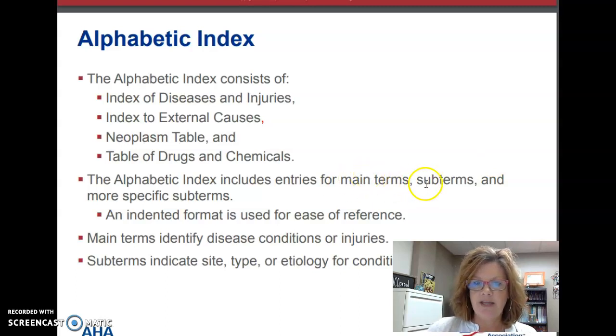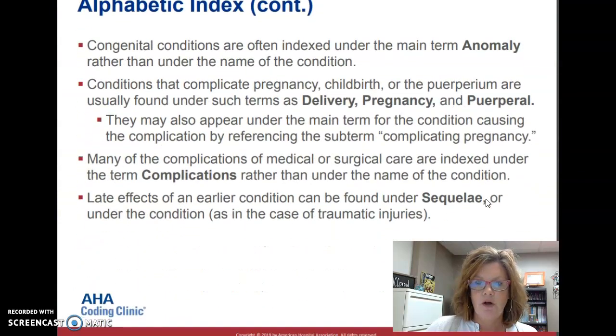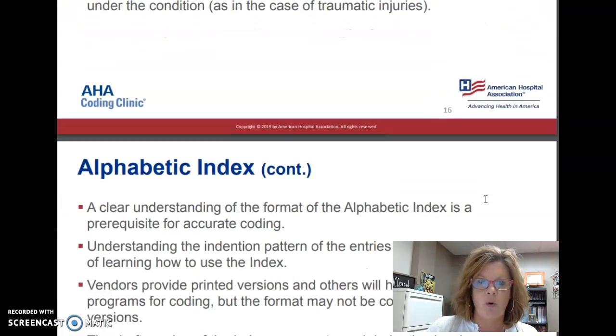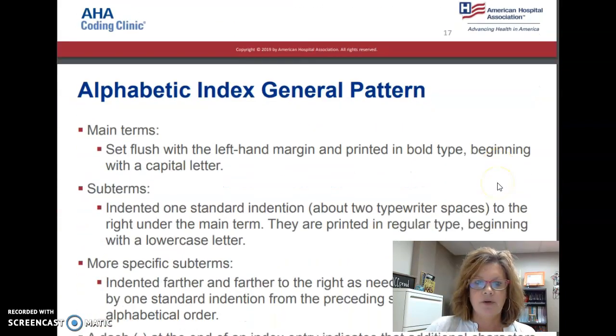So again, we have main terms, subterms, and more specific subterms. Okay, so with this, how do we look things up? These are just different words that we would use. We'll get more into those as we go on. A clear understanding of the format of your alpha index is a prerequisite for accurate coding. So again, you need to understand the indentation of the entries is very important.